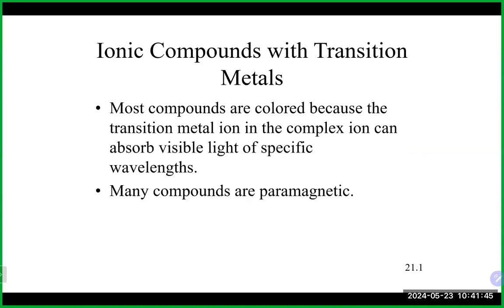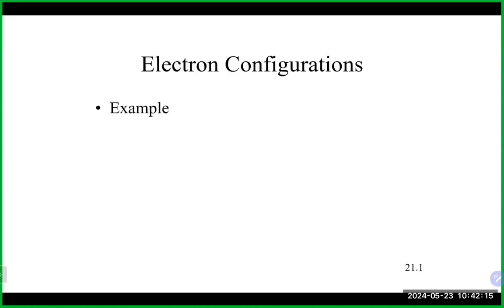All right, but when we talk about ionic compounds with transition metals, most of them do have some different colors associated with them, as they will absorb visible light at specific wavelengths. Many of these compounds are paramagnetic. Paramagnetic means unpaired electrons, all heading in the same direction. Diamagnetic means they're paired up in those spins. Good review, I like it.